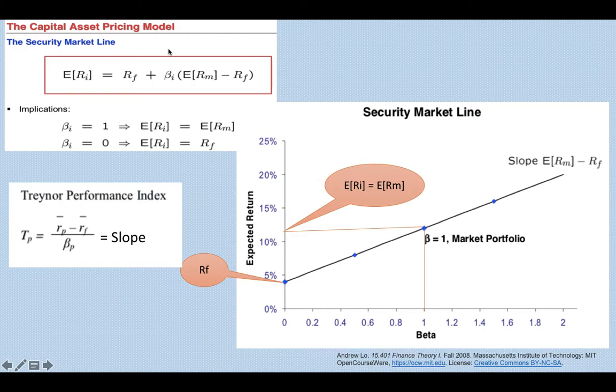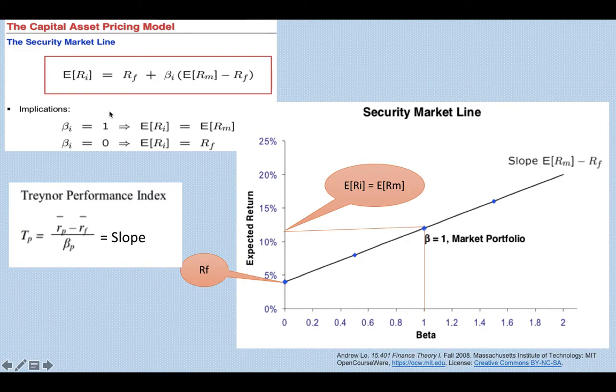Okay, so if you look at this equation, you can see this is a linear equation. The security return is the y, and the beta is the x. This is the security beta, right? So given this equation, you can draw a line. This is a linear line.